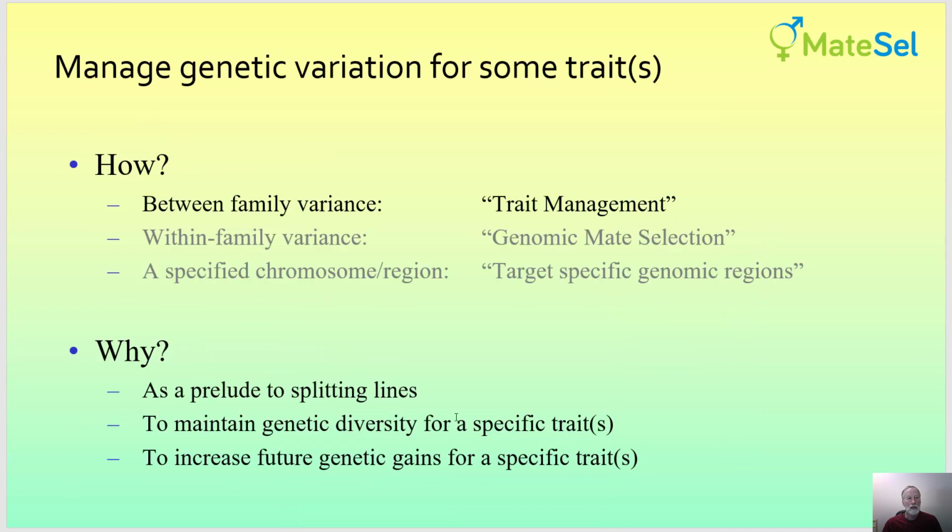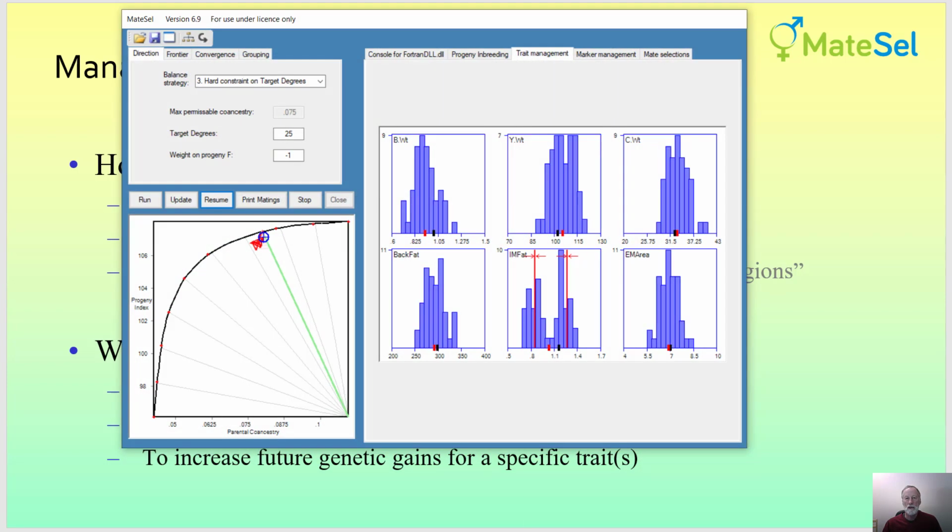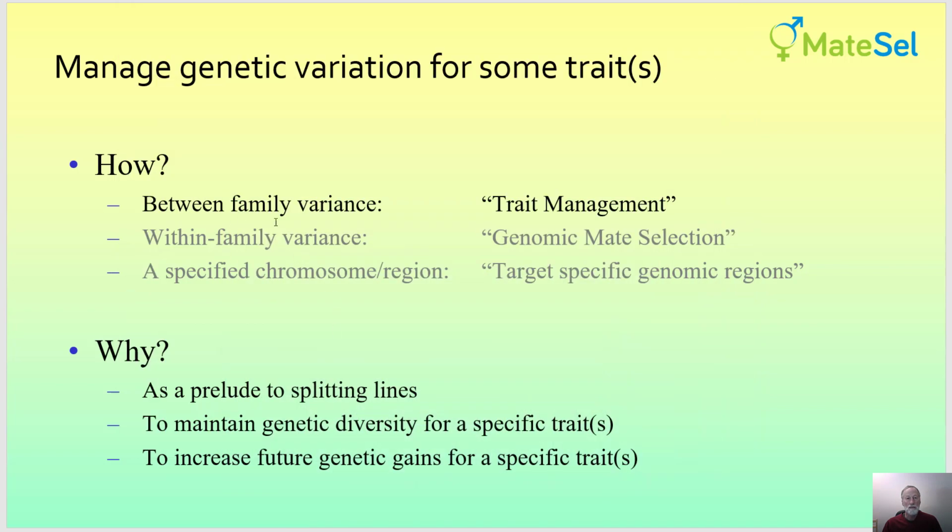And now we'll move on to the last one, which is managing genetic variation for some traits. And of course the how of that is largely what we've been talking about using the trait management tool. And this is managing between family variants. If we look again at MateCell, these histograms of traits are actually due to the prediction from the matings that are being made. And when we look at differences on this scale, we're looking at differences in family means. And so that means that we're dealing with between family variation.